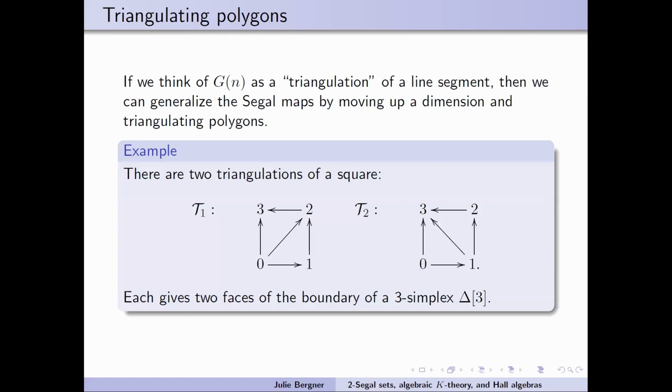If I call these T1 and T2, think of those triangles as being shaded. This is going to give two faces of the boundary of a three simplex. The union of these two triangles, if you look at the indexing, is going to give you the boundary of the three simplex. It just looks like a tetrahedron.